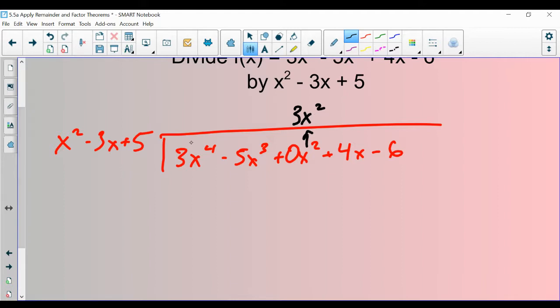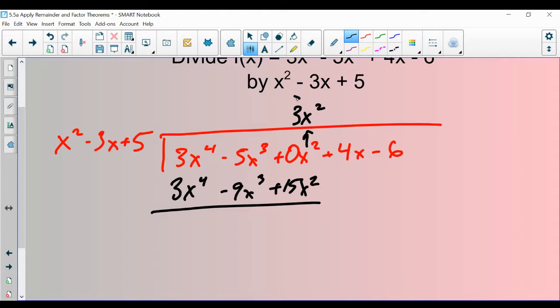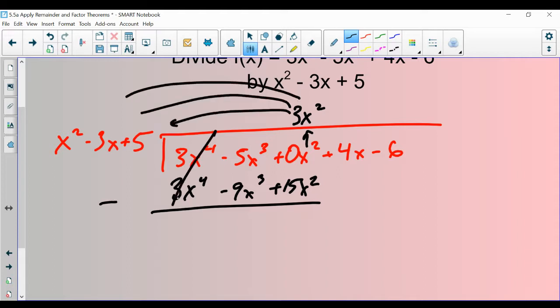So from here, you do 3x squared times all three of these. You'd get 3x to the fourth minus 9x to the third plus 15x squared. Those are the things that you subtract, right? We got those from doing this times all three. You're going to subtract those. The first ones cancel. Negative 5x to the third minus negative 9x to the third would be 4x to the third. And subtracting those, you'd get negative 15x squared, and then you drop the next one down. That is a revolution, and we get to do it again.